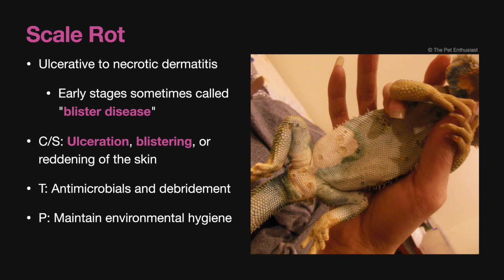Scale rot refers to ulcerative to necrotic dermatitis. The early stages are sometimes called blister disease. Clinical signs include ulceration, blistering, or reddening of the skin. Treatment involves antimicrobials and debridement of the area. Maintaining appropriate environmental hygiene is important for prevention of this condition.